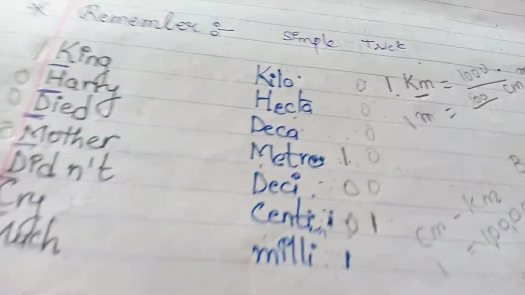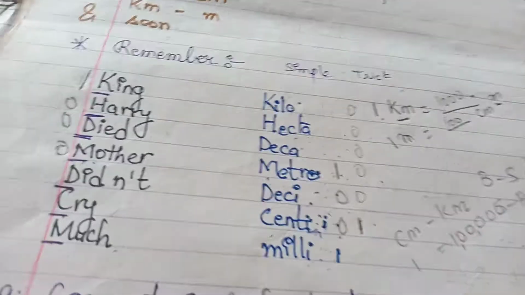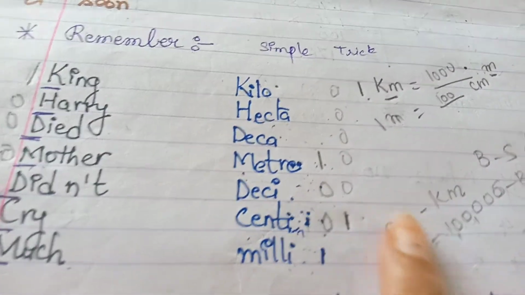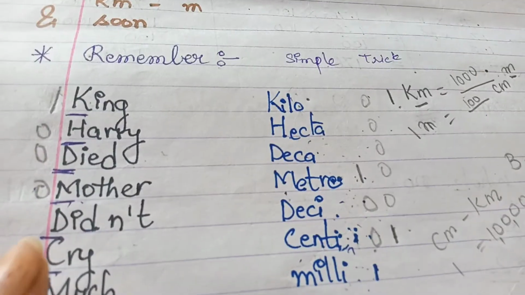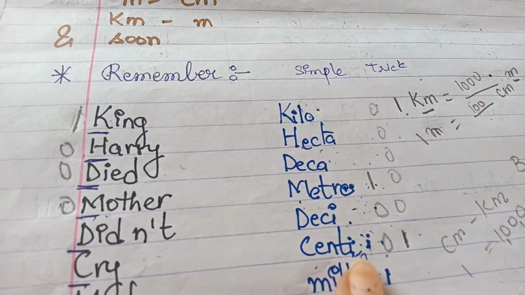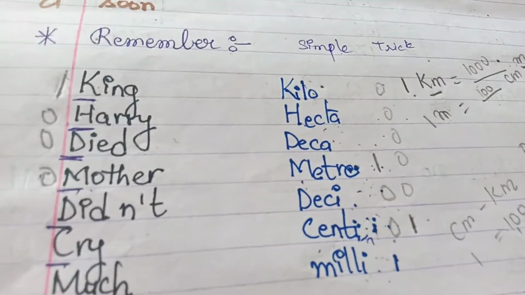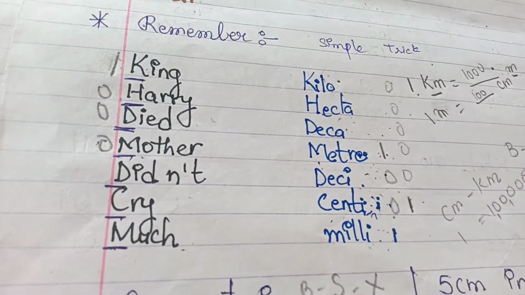Okay. Then if I say 1 meter is equal to how many centimeters? Where is the meter? Here it is. So you write 1 here, and the centimeter is here. So how many zeros? 1, 2. So 100. So 1 meter is equal to 100 centimeters.